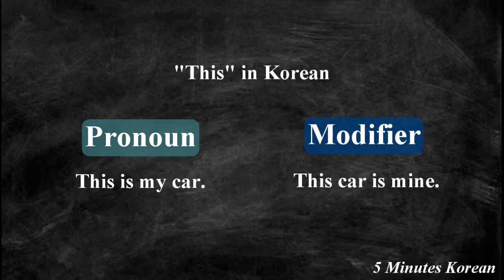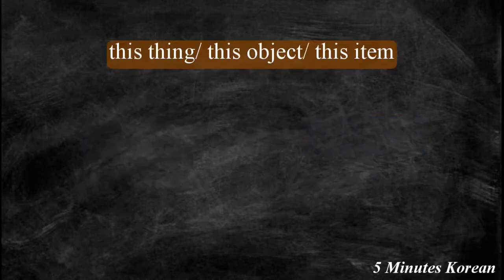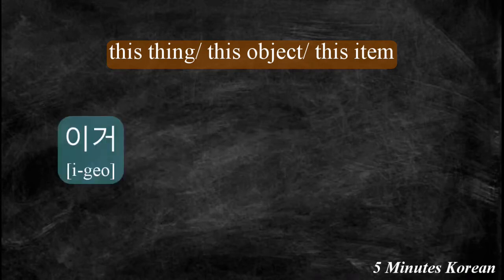So, 경은, when you're speaking English and you point at something, for example, a pen on the desk or a book on the desk or some money in your pocket, and you say this, you actually mean this thing, this object, this item. But in Korean, what do you say? I can say 이거. 이거. And you're literally saying this thing.